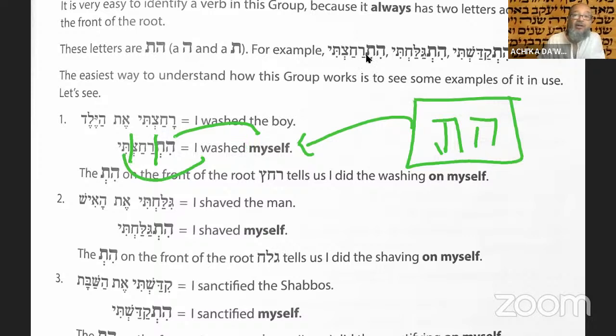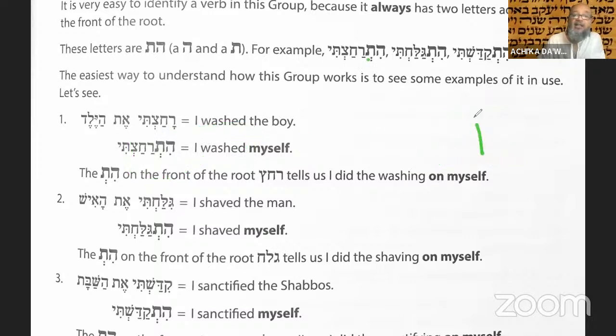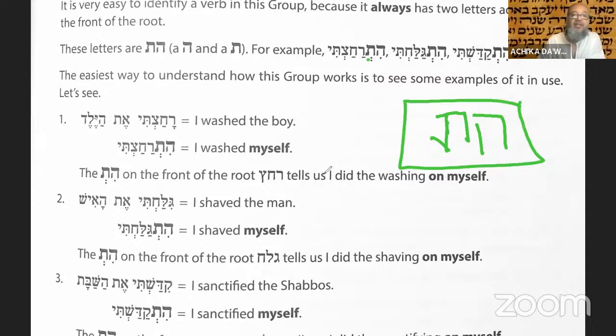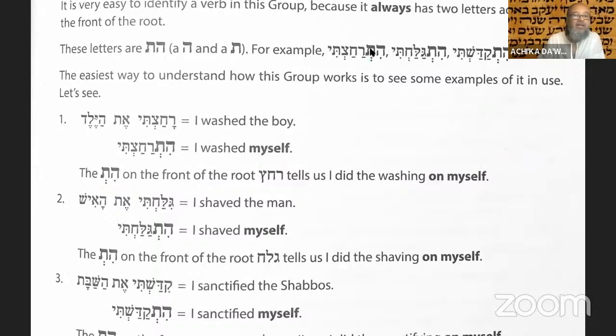So what do you have to remember? All I should remember is that the letter hey and a tav together tells me that this means myself. Okay? That's all I want to tell you. So let's go over it. The hith right here on the front of the root rakats tells us I did the washing on myself. Okay? The next one is using one of our vocabulary words, which is galak. Okay? Galakti haish. I shaved the man.